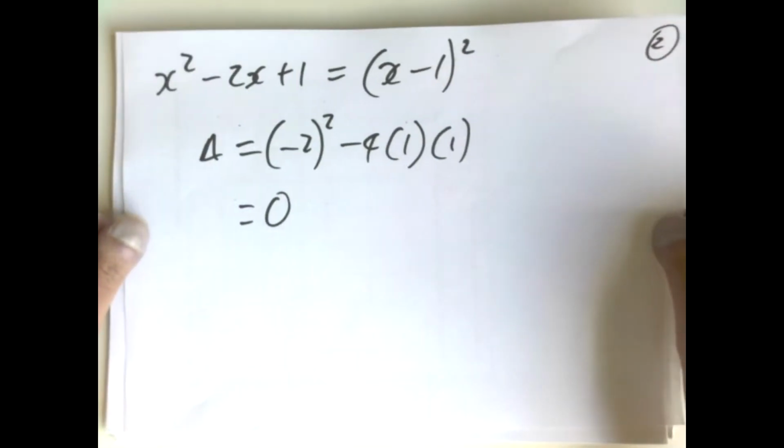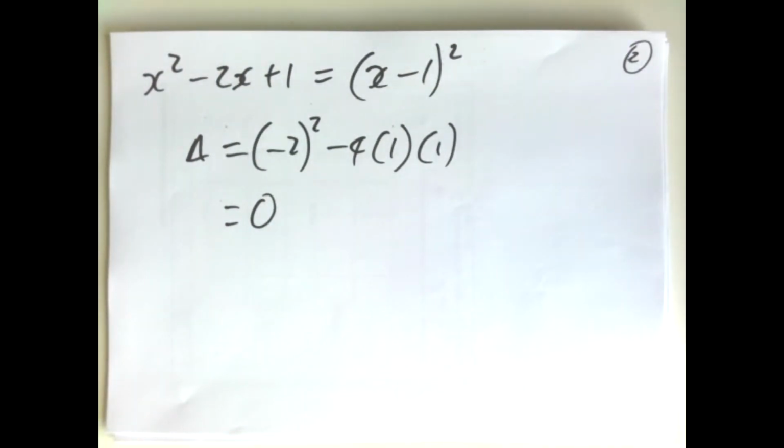If we were to look at this quadratic, which is x squared minus 2x plus 1, we can factorize it into a perfect square. So that means there's one repeated root of x equal to 1. The discriminant is going to be b squared minus 4ac. In this case, it's going to be 0, indicating there's one repeated root.